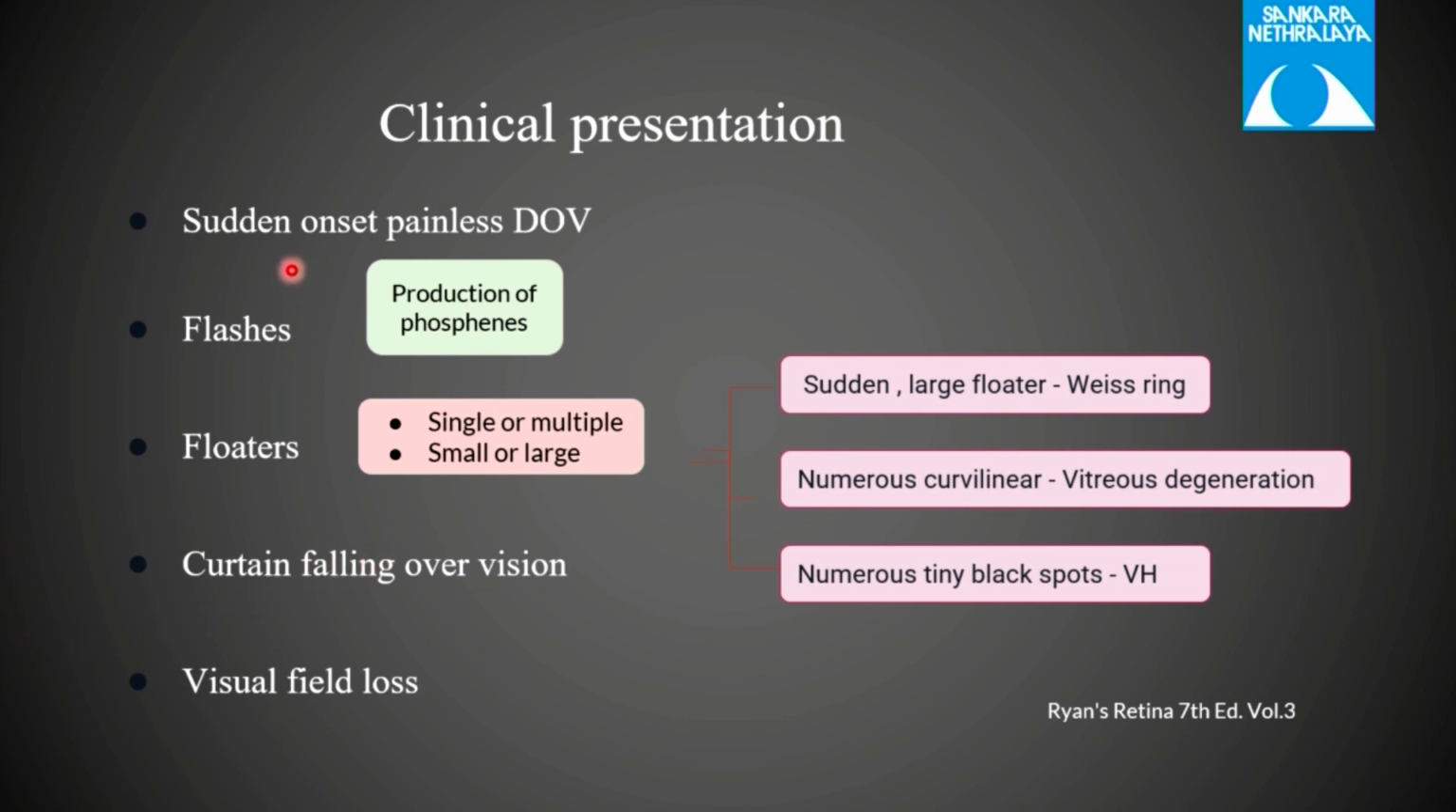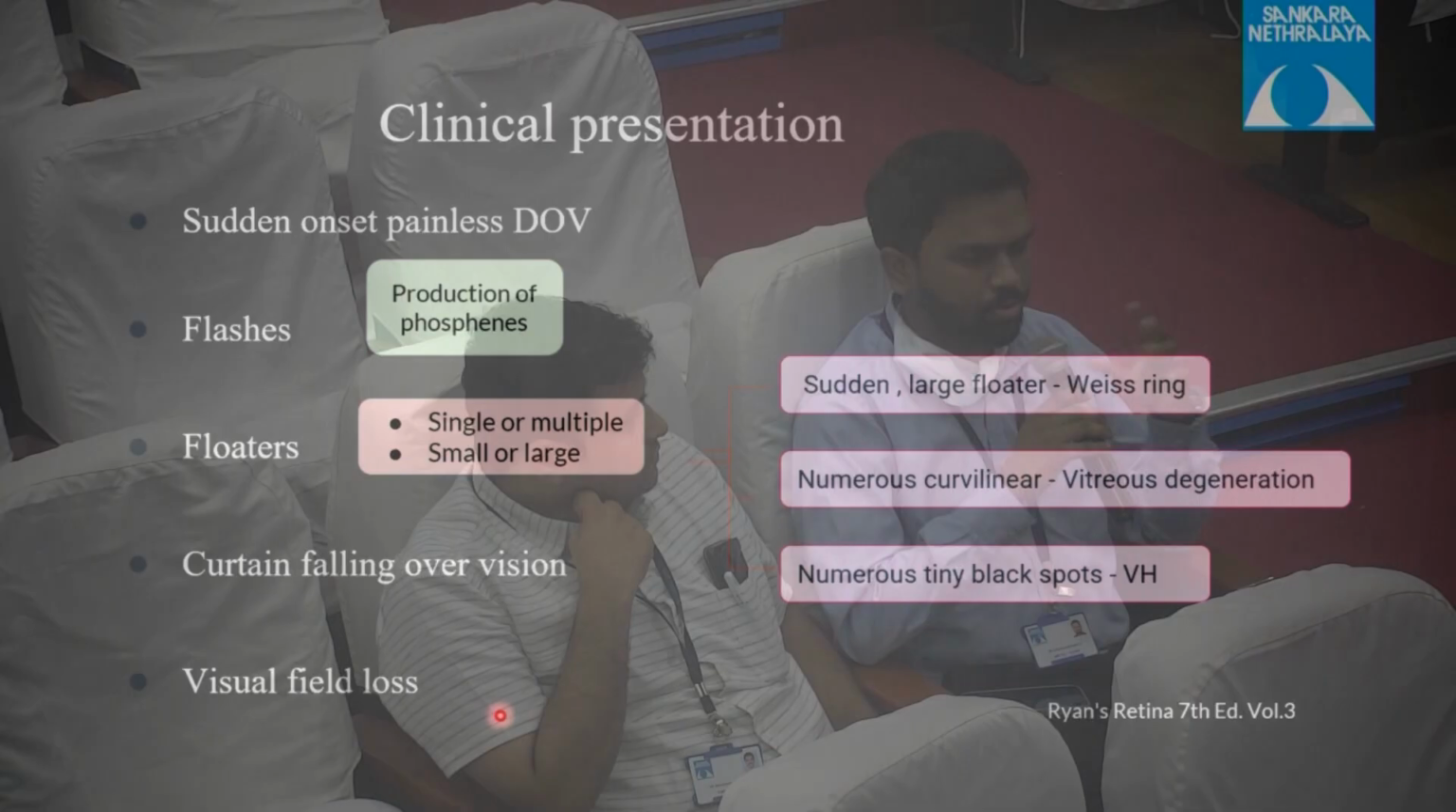First, the patient complains of sudden onset. Madhumitha, hold on. So what are the other causes of painless vision loss and gradual onset? To be very precise here.